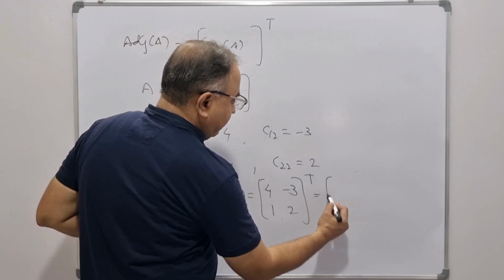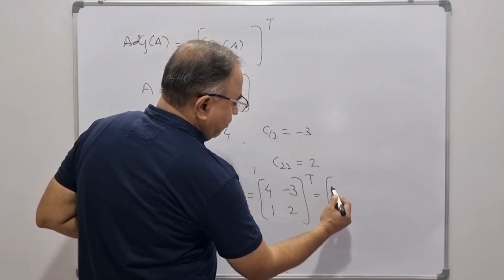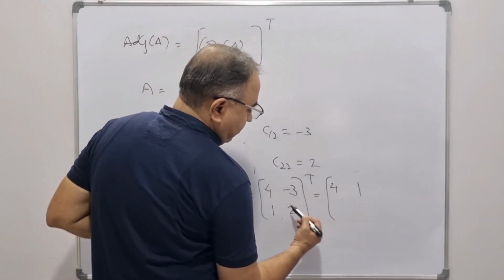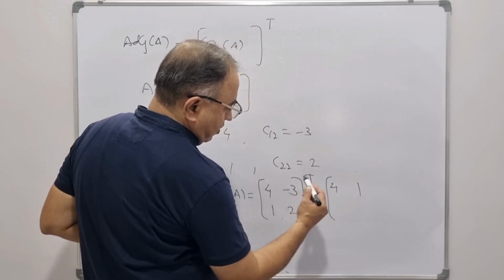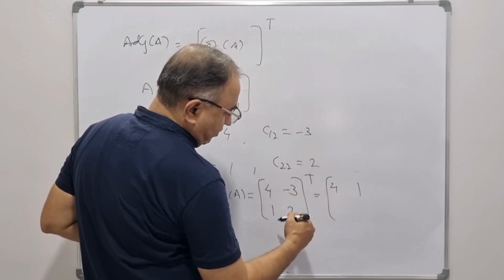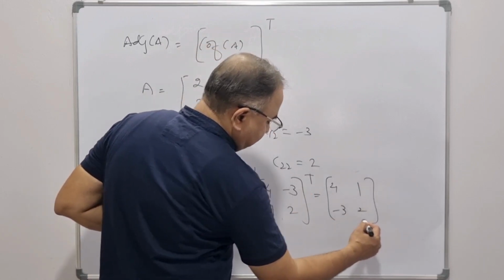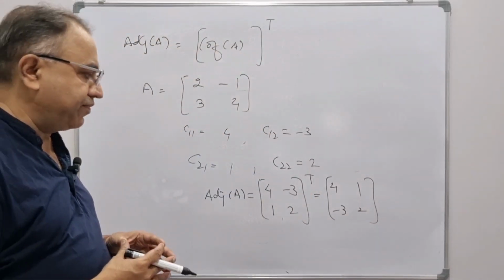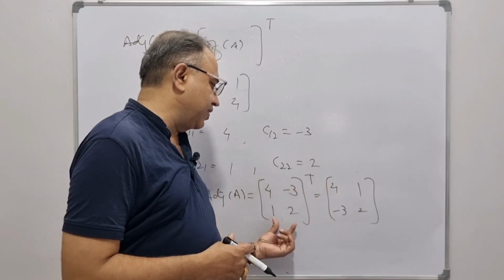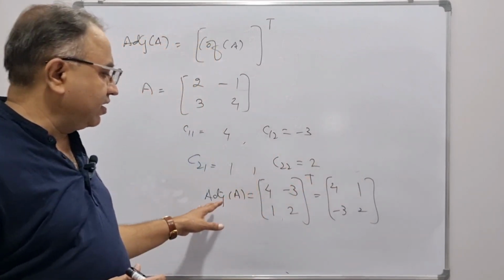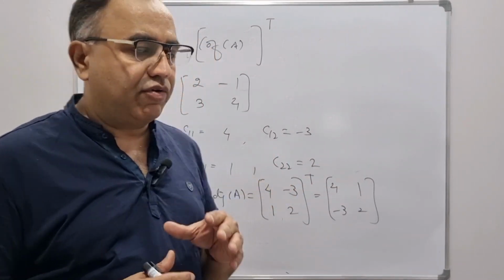Now transpose it, convert rows into columns. First row becomes first column, second row becomes second column. It's the same as interchanging rows into columns. This is the adjoint of the matrix. This is how we find it out.